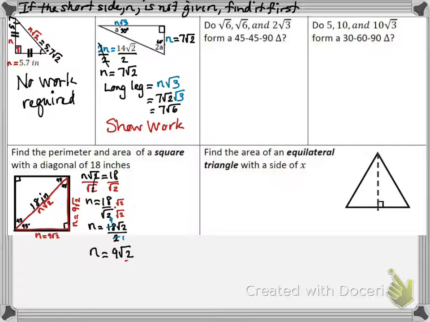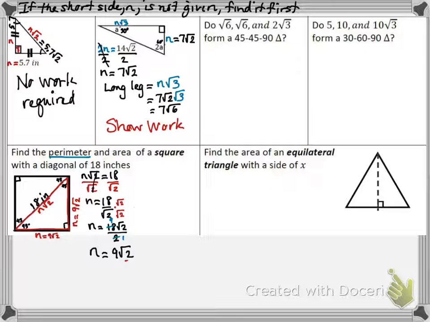Basically, I say if you're working with a 45, 45, 90 triangle, or you're working with a 30, 60, 90 triangle, mostly I just want to figure out the n side first before I go back and say, what do they want me to find? Perimeter. The perimeter of any shape means add up all the sides.